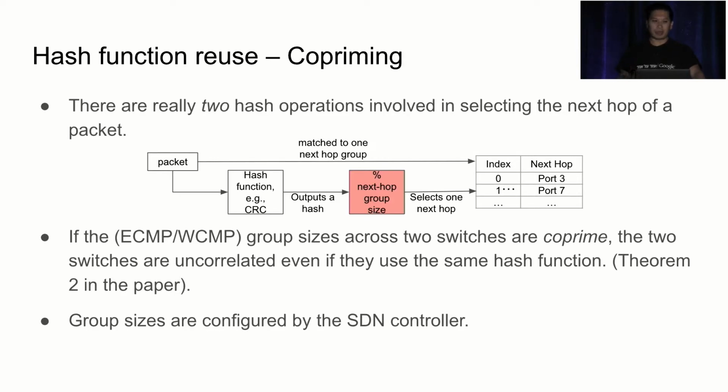The nice thing about this is that the group size is completely controlled by the SDN controller. We program them, and it's fully under our control. And we have proved a theorem in the paper which states that if two group sizes are coprime, then the two switches are uncorrelated, even if they use the same hash function.